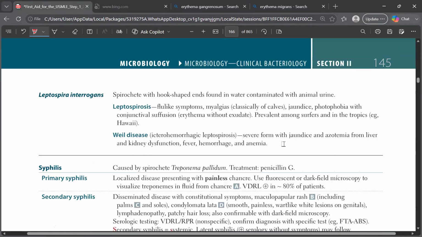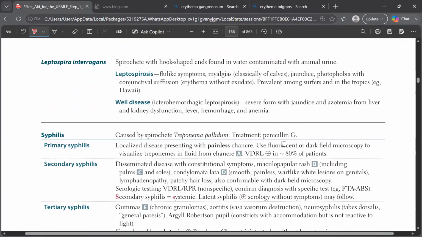Next one, we have Leptospira interrogans. It is a spirochete with hook-shaped ends found in water contaminated with animal urine. It causes leptospirosis and Weil disease. Leptospirosis is flu-like symptoms, myalgias, jaundice, photophobia with conjunctival suffusion, prevalent among surfers and in the tropics. Weil disease is icterohemorrhagic leptospirosis. It is a severe form with jaundice and azotemia from liver and kidney dysfunction, fever, hemorrhage, and anemia.